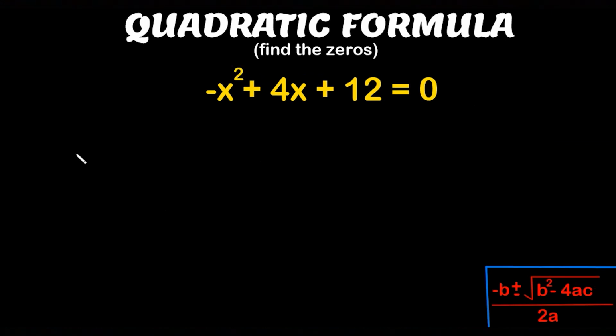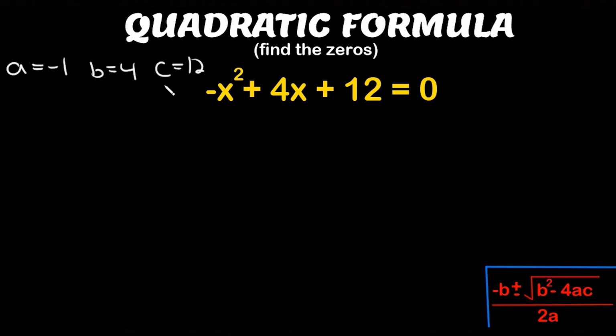So here's our next example and take a look at it. Is it equal to 0? And it is. So now we can start listing out our coefficients. My a coefficient is going to be negative 1. So I put negative 1. My b is going to be positive 4. So b is equal to positive 4. And c is going to be equal to 12.